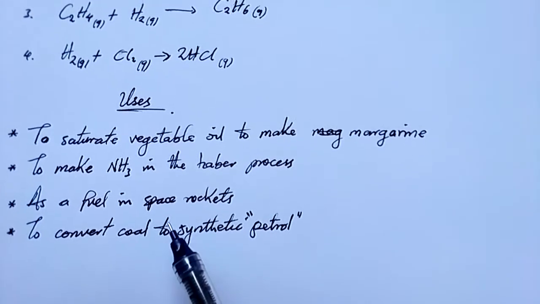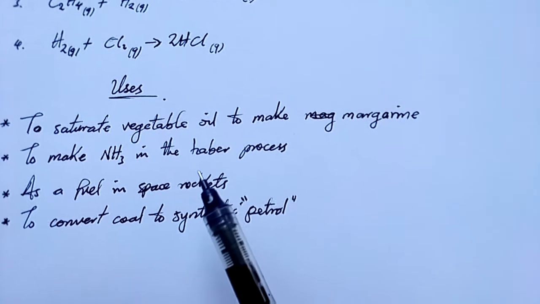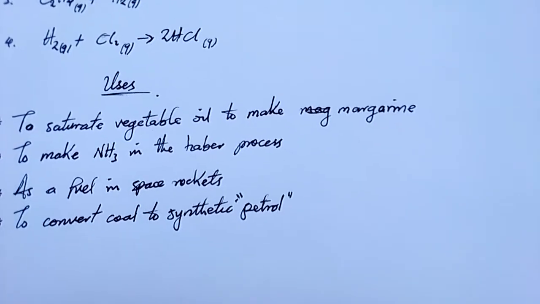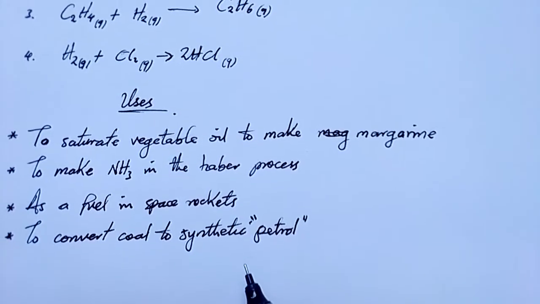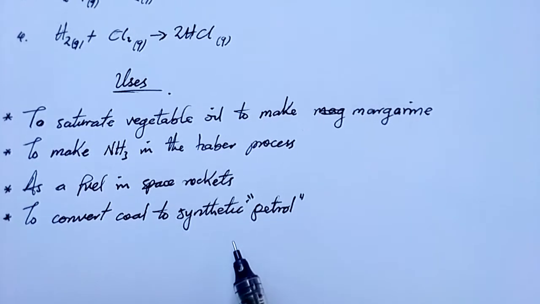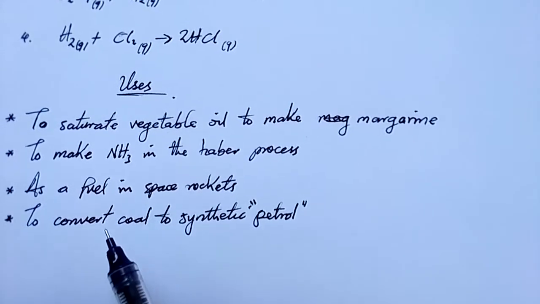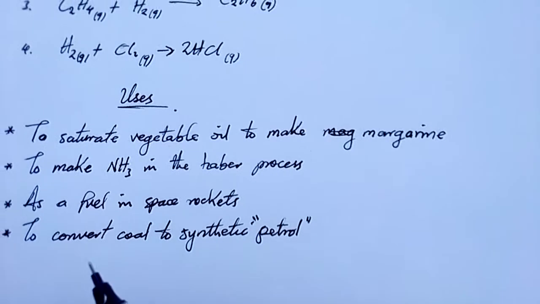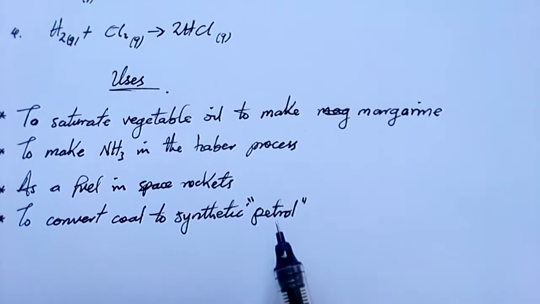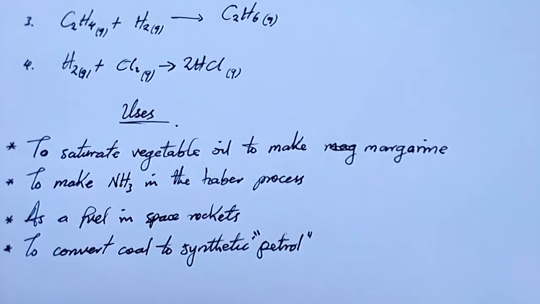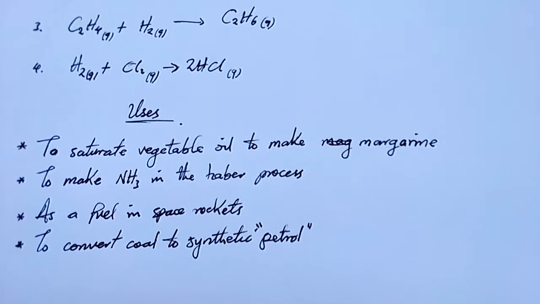As it releases the exhaust in the opposite direction. The final use is to convert coal to synthetic petrol. Therefore, hydrogenation of coal. Coal is carbon, so to convert coal to synthetic petrol or gasoline. So that marks the end of hydrogen, a short thing about hydrogen.